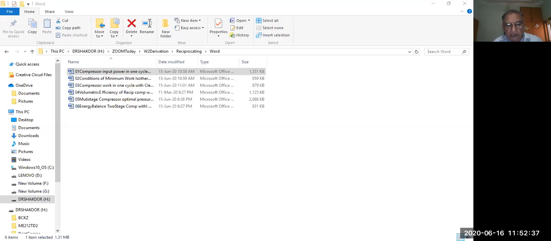Now, examples 12.1 and 12.2 are for calculation of input power and motor power. You can do this exercise. It is solved in the book. And these are the examples. So you will do it as homework and assignment.